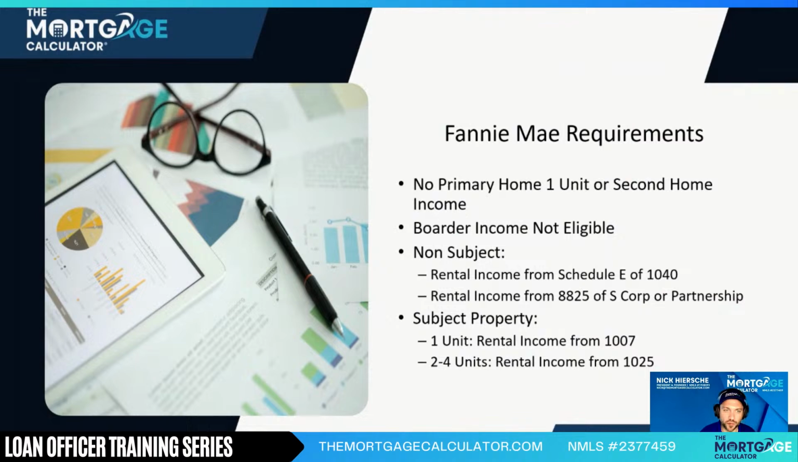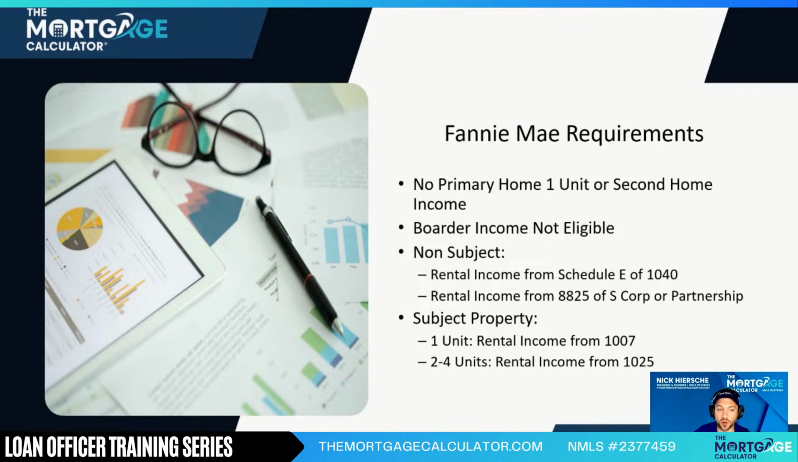So first off, in general for Fannie, just a couple things to go over. No primary home one unit or second home income, so you can't use boarder income. There are some exceptions for ADUs, but not as applicable. You have to read through all the guidelines, of course. And in general, for non-subject, which is what we're talking about today for the most part, rental income is going to come from their 1040 on their Schedule E or from a partnership or S Corp on their 8825 attached to their tax return, still listed through their Schedule E typically, but you're still going to need the returns of the partnership, which will have the 8825.